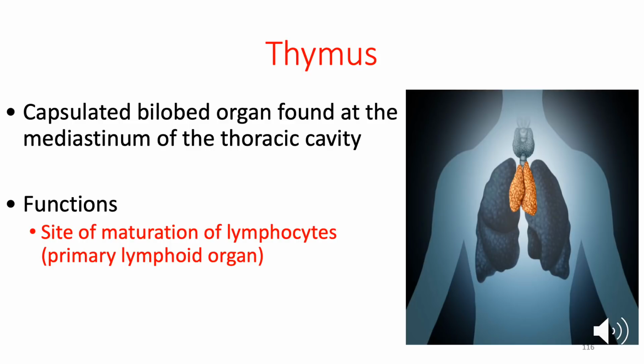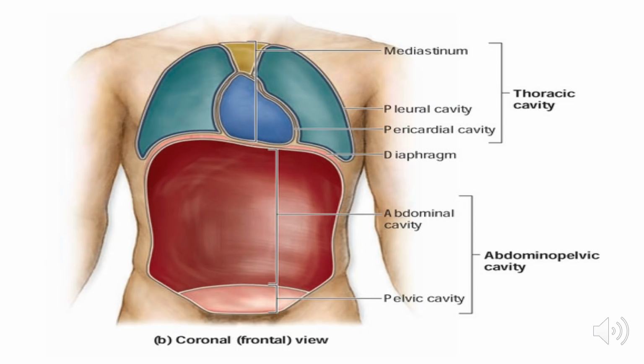The last but not the least, the thymus. This is a bilobed organ found at the mediastinum of the thoracic cavity, and this organ primarily serves as the site for maturation of T cells. The thoracic cavity is composed of smaller cavities. You have the pericardial cavity, which houses the heart, the pleural cavity, which houses the lungs, and the yellow-colored mediastinum. And that is where we can find our thymus.